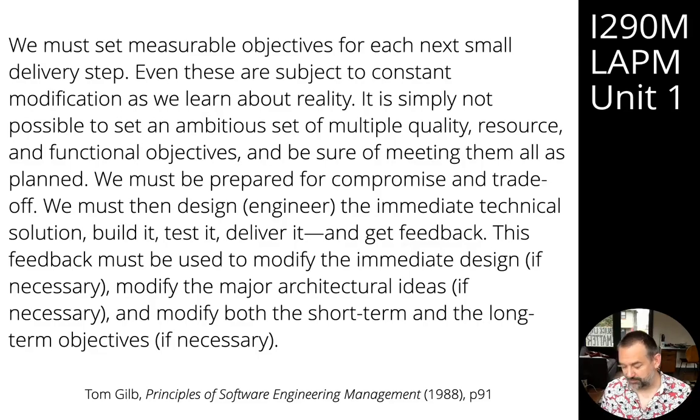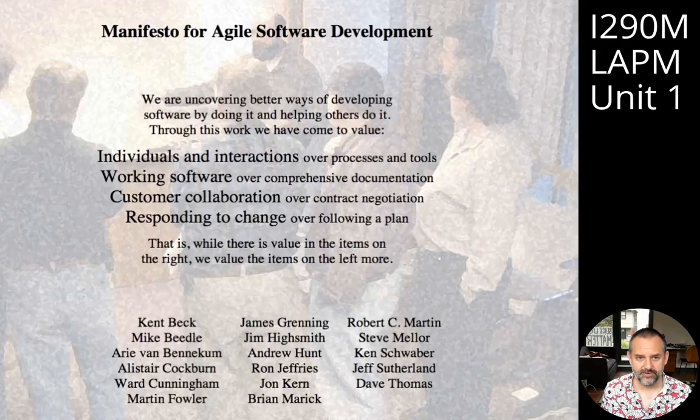And a whole bunch of people involved in those methods got together and put together a manifesto in 2001. So this is the manifesto for Agile software development. We're uncovering better ways of developing software by doing it and helping others do it. Through this work, we have come to value, and then there's these 4 trade-offs. And it's important to note in these trade-offs that it's not saying the thing on the left is good and the thing on the right is bad. That's not what's going on here.